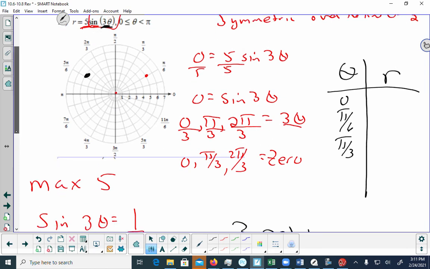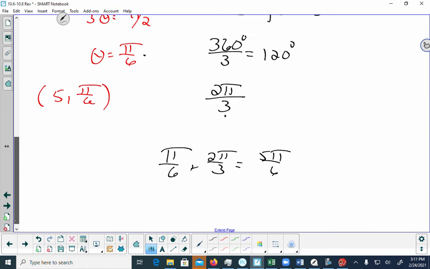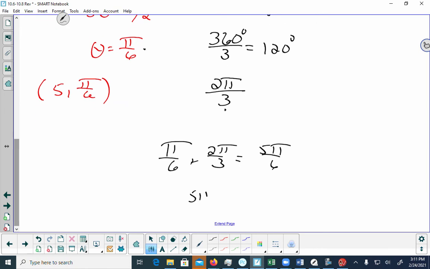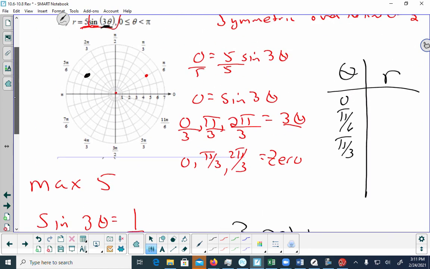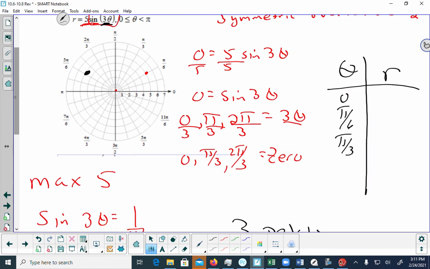To find the third and final petal max, I'm going to start with this 5 pi over 6. I'm going to add 2 pi over 3 again. And when I do that, I get 9 pi over 6, in lowest terms is 3 pi over 2. And that makes sense because at 3 pi over 2, 1, 2, 3, 4, 5, I'm going to have my other max. And it's reflective over the line theta is equal to pi over 2, which is where it's at. That's why I only have one dot.